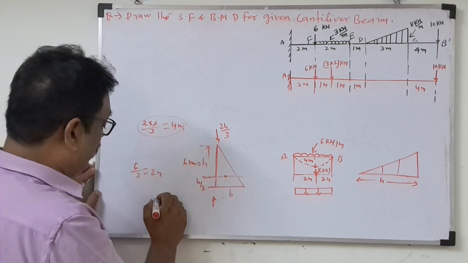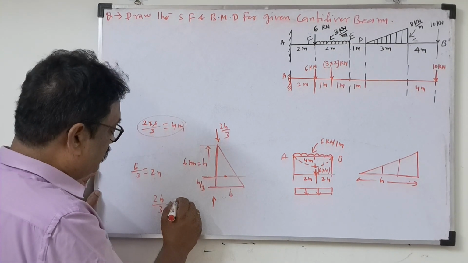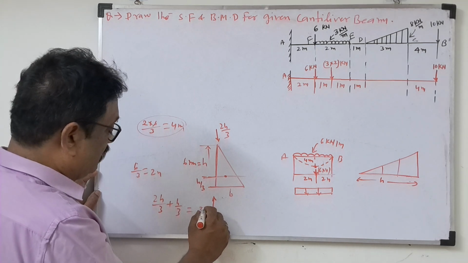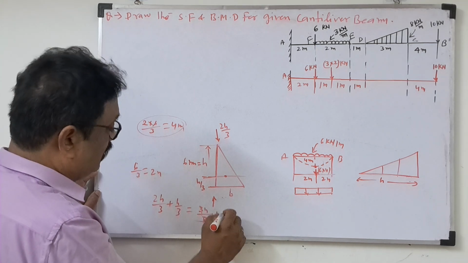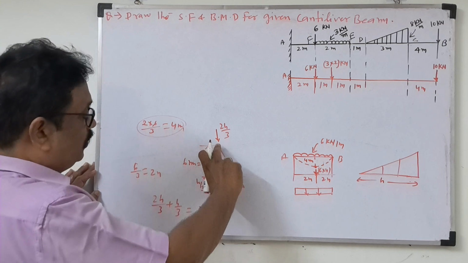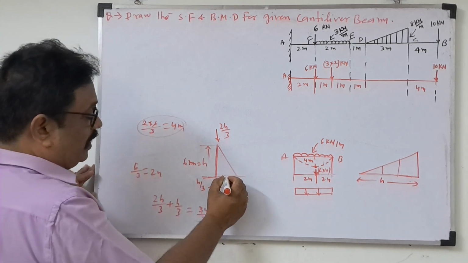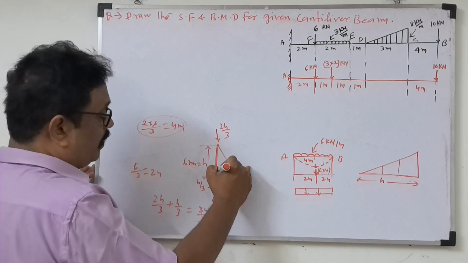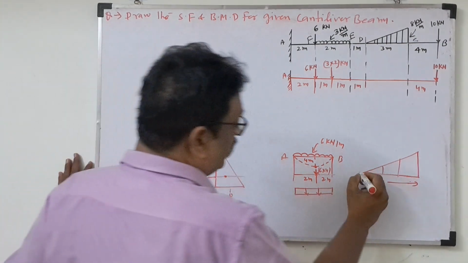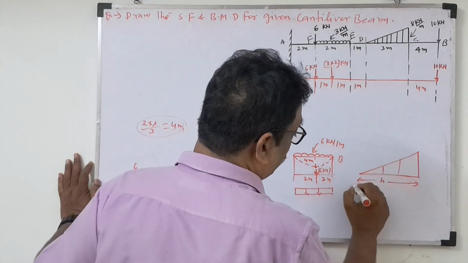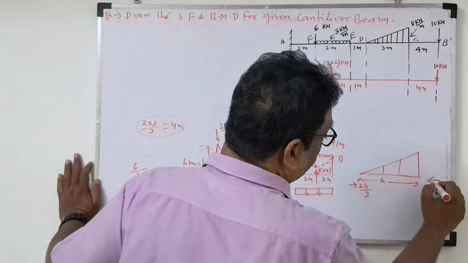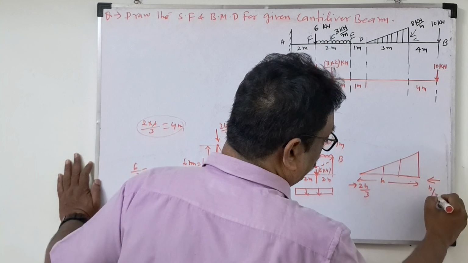If you add both, 2h by 3 plus h by 3, how much will come? 3h by 3, so h only. So the total height h will come. That means the center of gravity distance is h by 3 from the base, and from the apex or top it is 2h by 3. So now see here, apex, lower cross section: from here 2h by 3. From this side, if you see, h by 3.